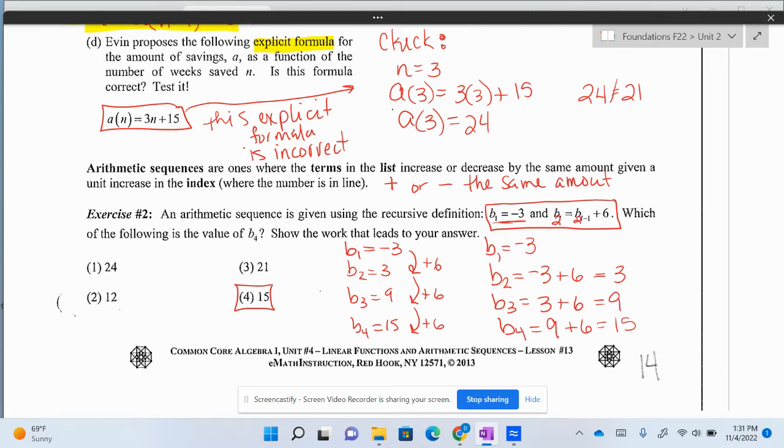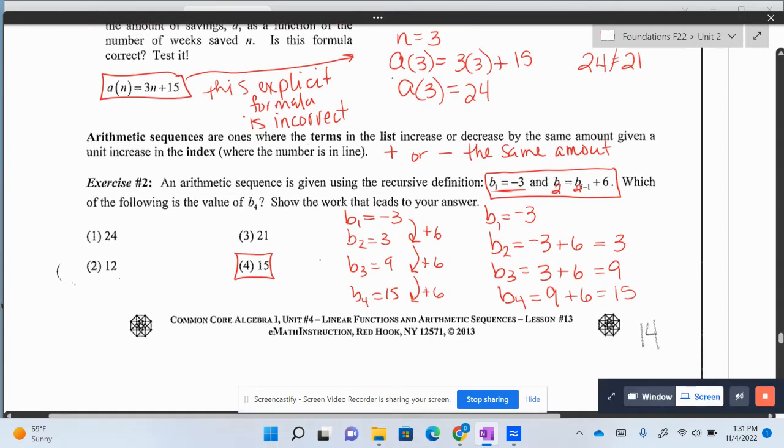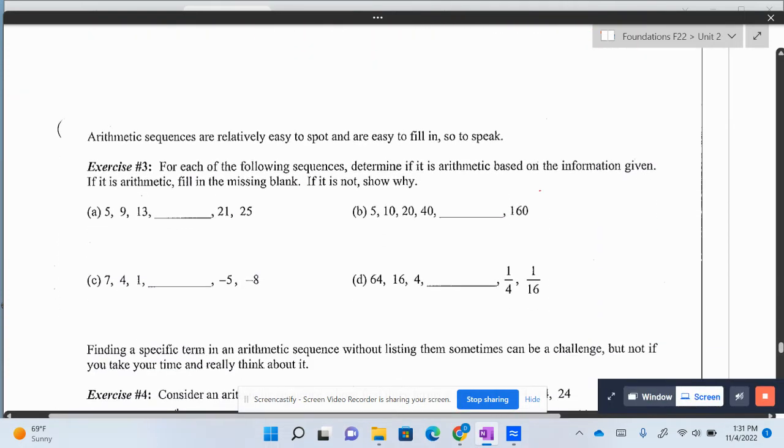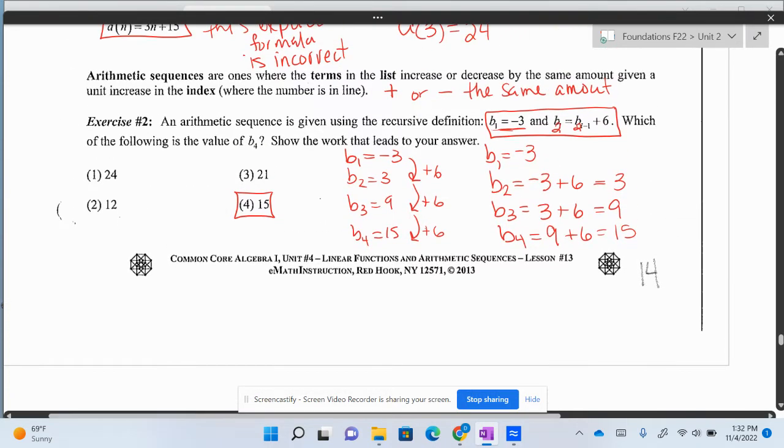Okay? All you're doing is taking the variables and replacing them with the term number. If you want the third term, you replace the i with a 3, and you replace the i minus 1 with a 2. 3 minus 1 is 2. Okay? All right. So arithmetic sequences, you still need that?